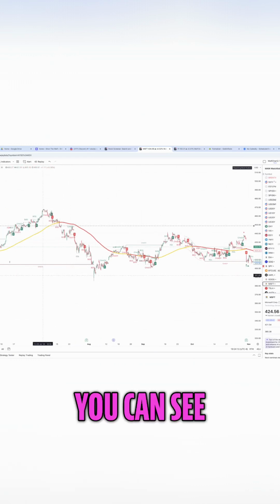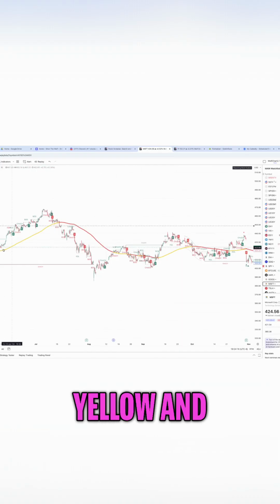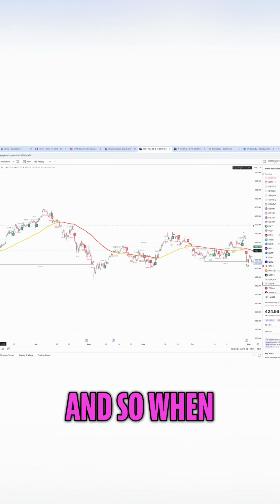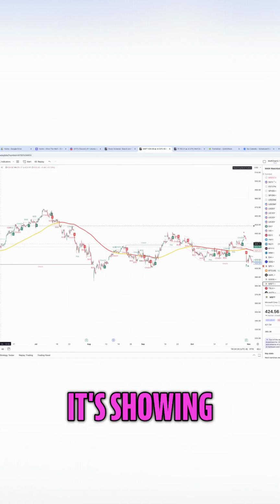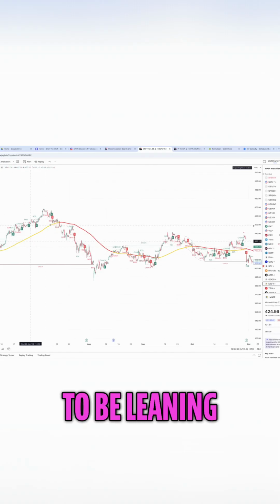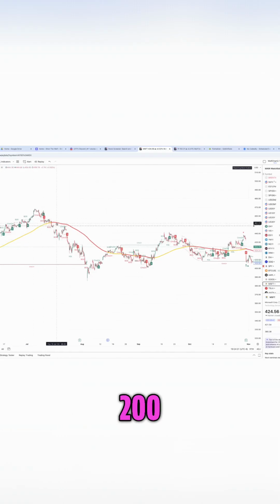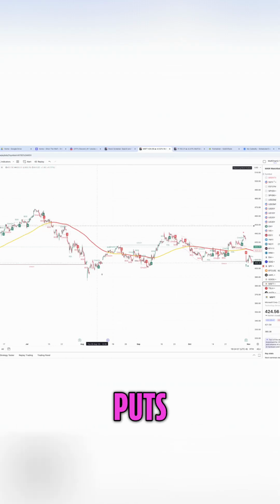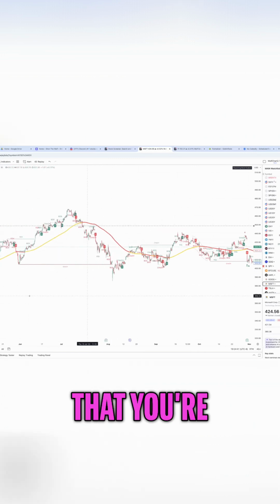So you can see that I made the 200 yellow and bright and sunny, right? To signal that we're in this uptrend right here. And when this 200 is yellow, it's showing you that the overall trend of the stock is bullish. So your bias needs to be leaning bullish while you're above your 200. And when you're under your 200 and it's red and bearish and depressed, your bias needs to lean toward puts, because the stock is actually in a bear trend on the time frame that you're looking at.